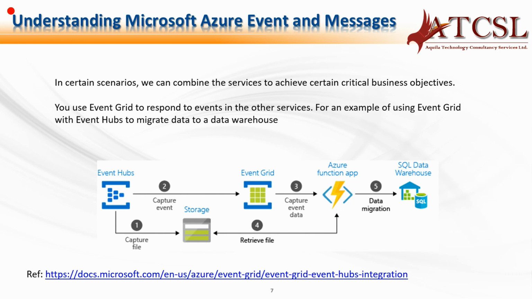And then, based on those events, we see the Azure Function App. It will perform some type of function. It can retrieve or send the file directly to or from the storage, and then send the processed data to the data warehouse. And that is how one or more of those events and messaging systems can be combined together for critical business objectives.